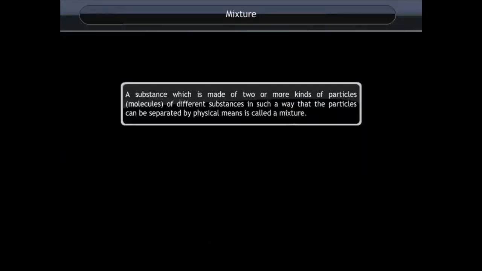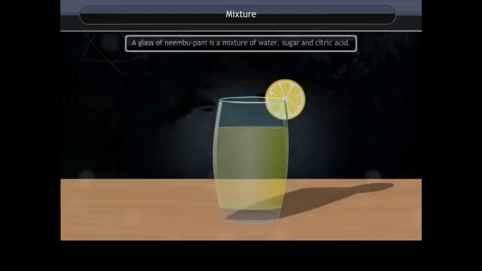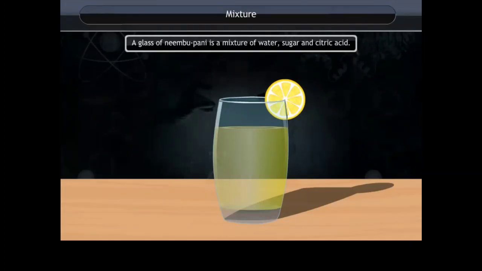Mixture. A substance which is made of 2 or more kinds of particles or molecules of different substances in such a way that the particles can be separated by physical means is called a mixture. Example, a glass of Nimbu Pani is a mixture of water, sugar and citric acid.